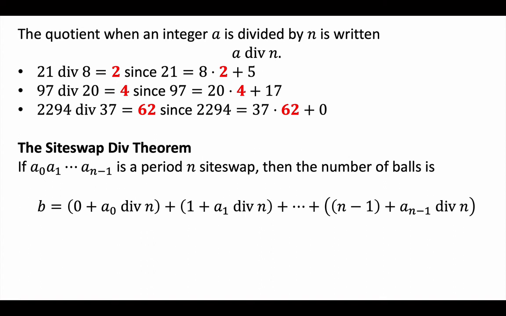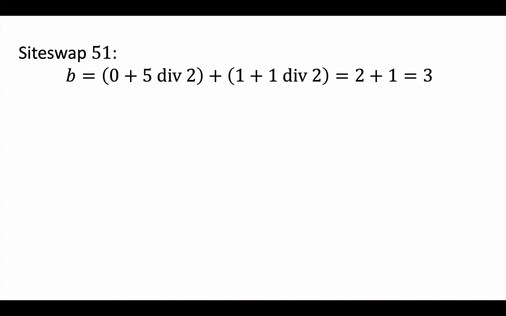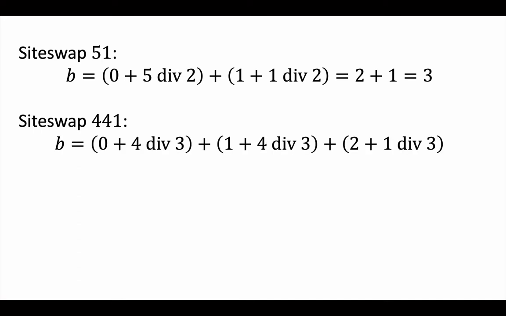Let's check this out with some of our known siteswaps. For 5, 1, we're looking at the landing times, 0 plus 5 and 1 plus 1. That's 5 div 2, which equals 2, and 2 div 2, which equals 1. 2 plus 1 is 3. It's a 3-ball siteswap. For 4, 4, 1, our landing times are 0 plus 4, 1 plus 4, and 2 plus 1.